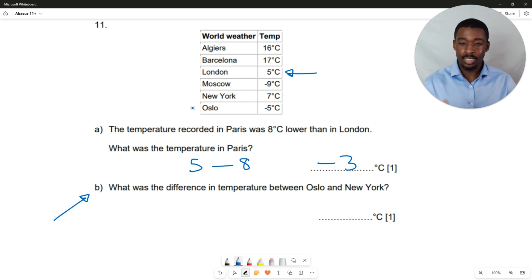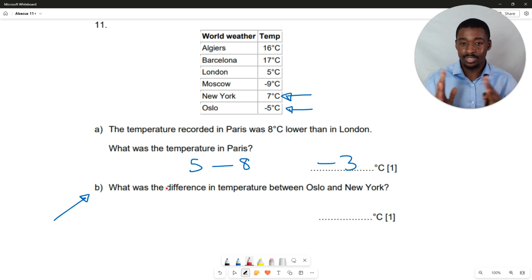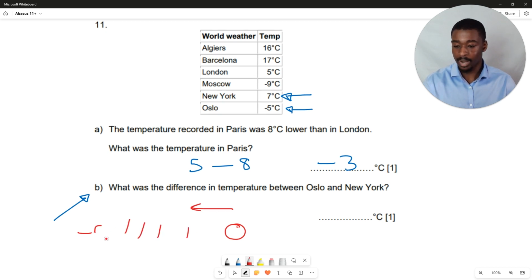So let's take a look at this. We have New York here and we have Oslo here. And we want the difference. So if we want the difference, we've got to think about the entire distance that we're stretching when going from -5 to 7. So if we start from 0, -5 is a negative number, so we're going to the left. So -5 should be somewhere here, right? -5.